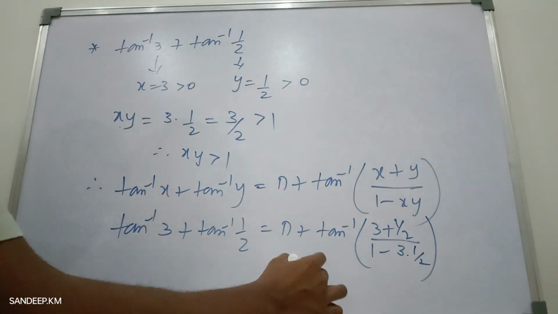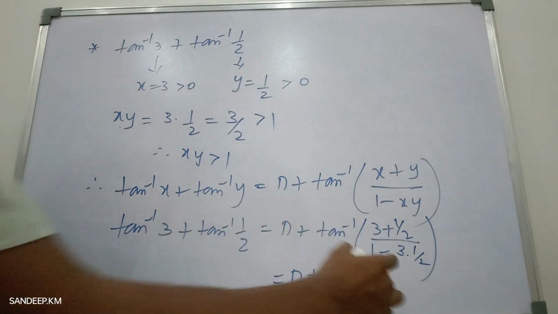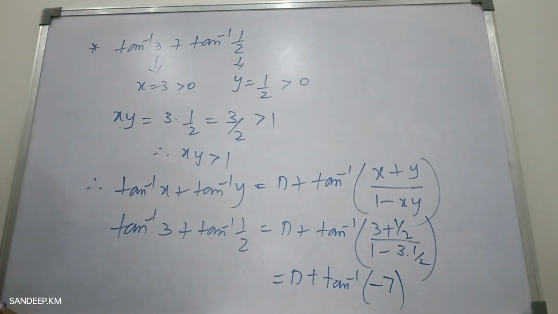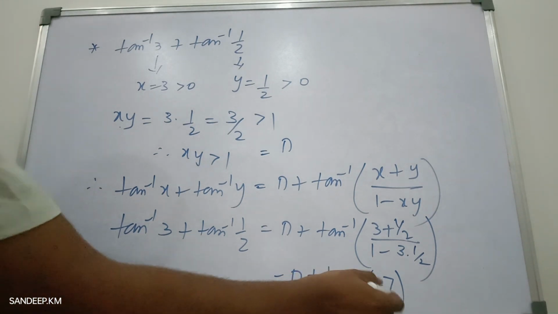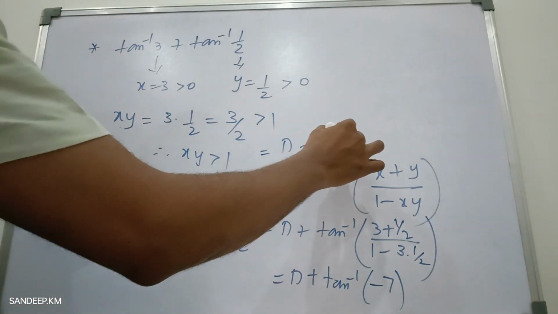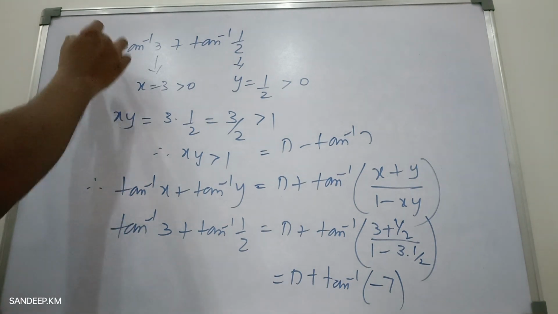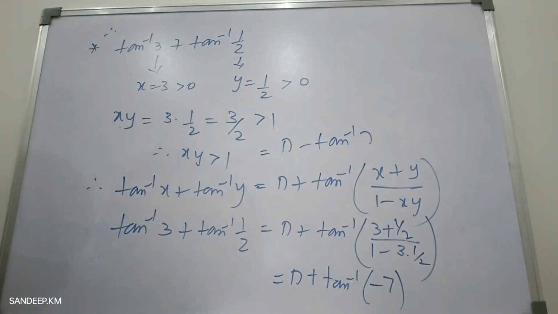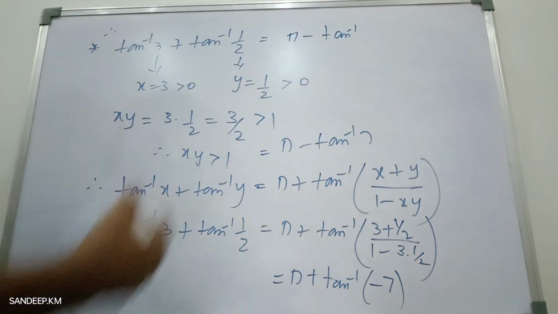Pi plus tan inverse of, the numerator is 7 by 2, the denominator is minus 1 by 2. We will get minus 7. So pi plus tan inverse of minus 7, and tan inverse of minus x is minus tan inverse x. So the answer is pi minus tan inverse 7. Therefore, tan inverse 3 plus tan inverse 1 by 2 is equal to pi minus tan inverse 7.